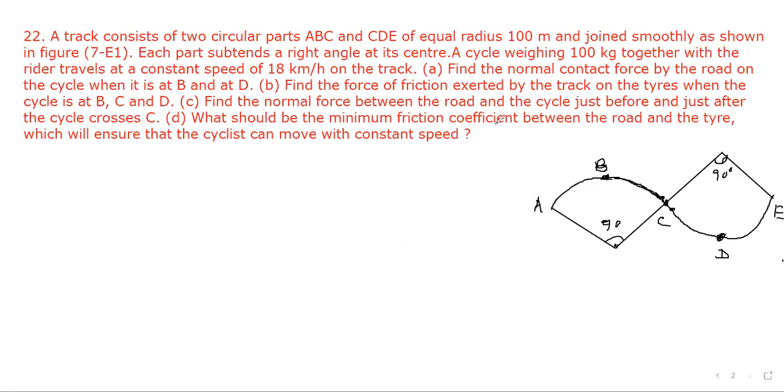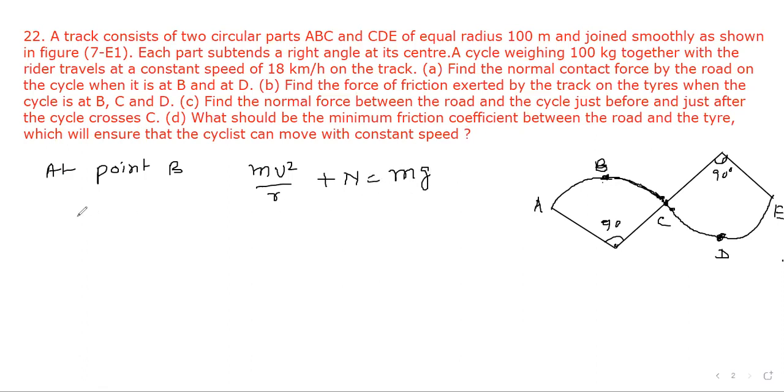And then what should be the minimum friction coefficient between the road and the tire, which will ensure that the cyclist can move with constant speed. So let's analyze it one by one. So consider the part A. At point B, the centrifugal force will act in the outward direction, the normal will act in the outward direction, and the weight will act in the downward direction. So we can say mv square upon r plus N must be equal to mg.